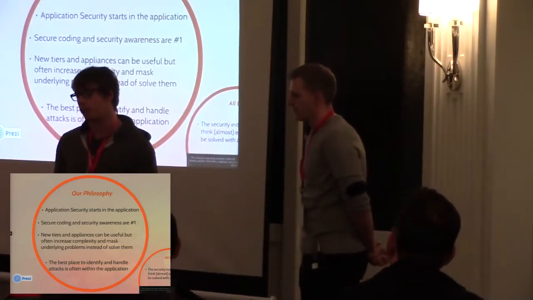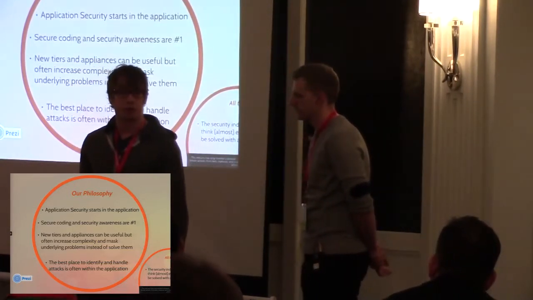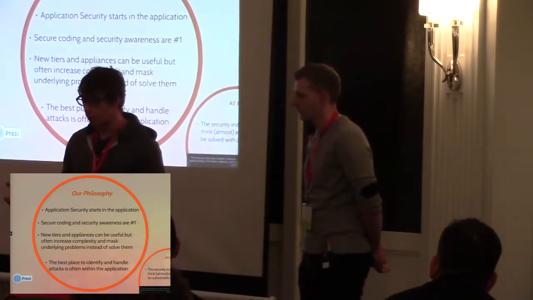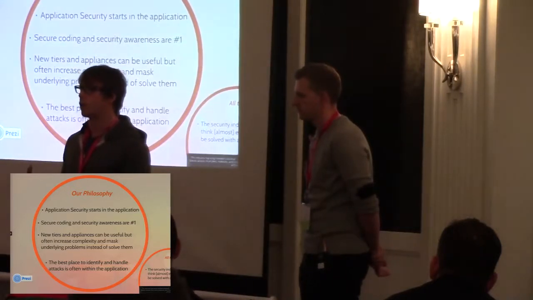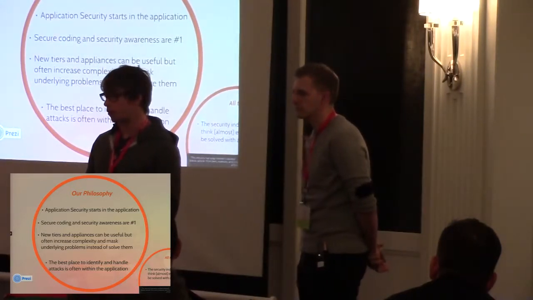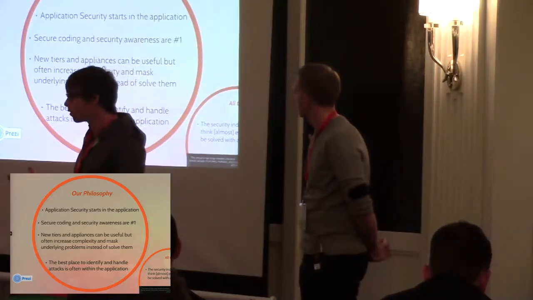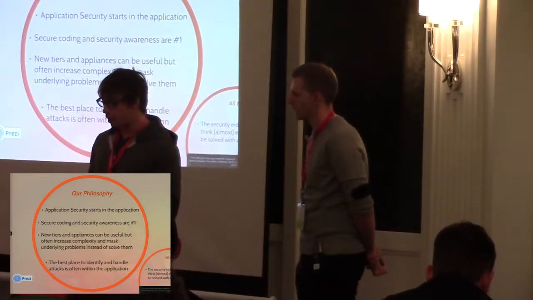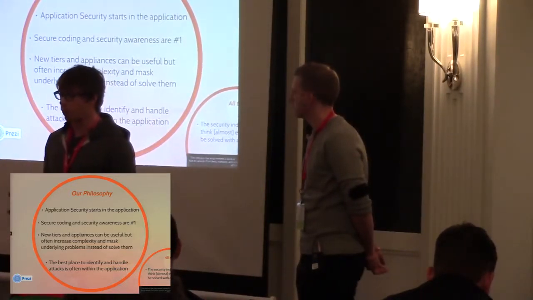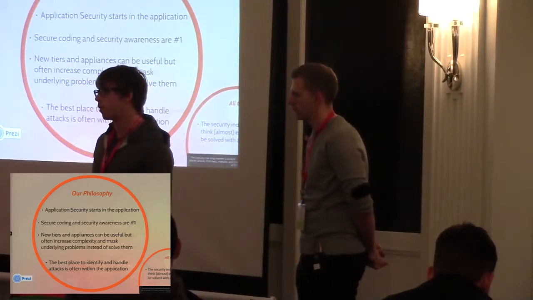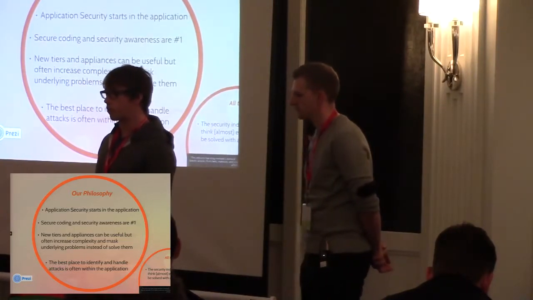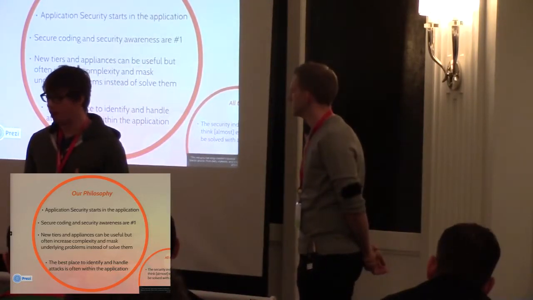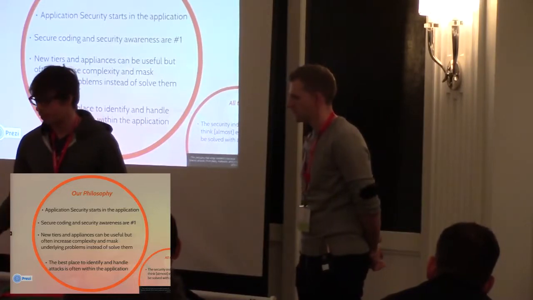And so Andy and I's philosophy is that application security really starts in the application. Things like secure coding, security awareness, and doing security assessments are number one. They're really going to allow you to effectively identify and remediate vulnerabilities within your applications. Some of these new tiers and appliances can be useful, but a lot of times they increase the complexity of your stack, and they actually mask underlying problems instead of solving them, right? Maybe they provide some sort of mechanism, but in the end, you're not actually fixing the applications themselves. So we really feel that the best place to identify and handle attacks is often within the application itself.